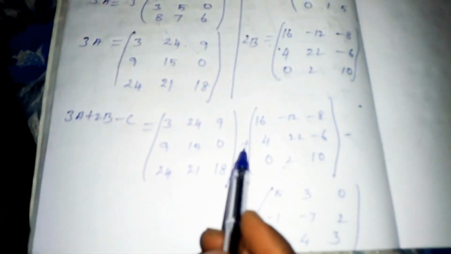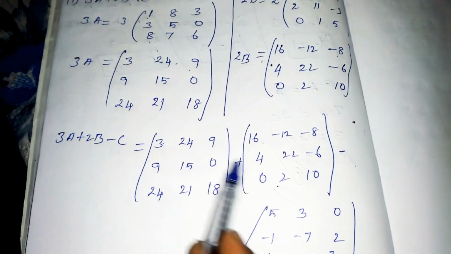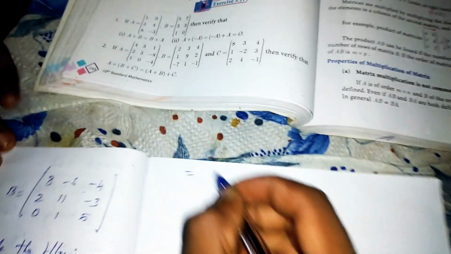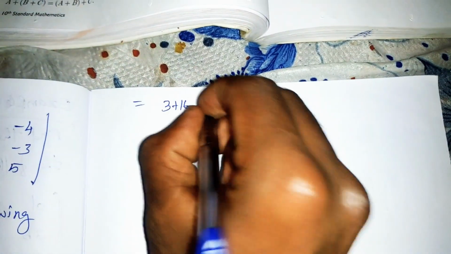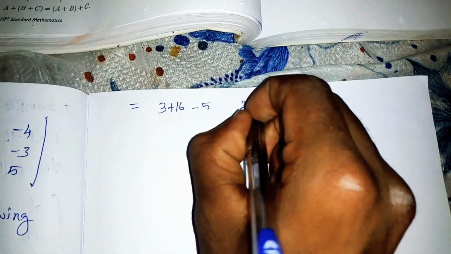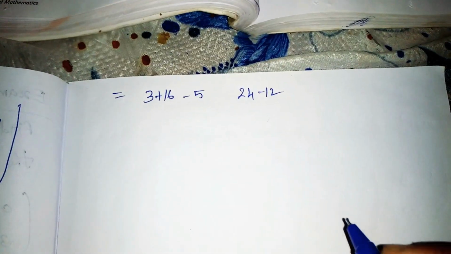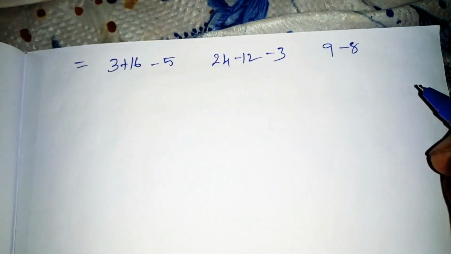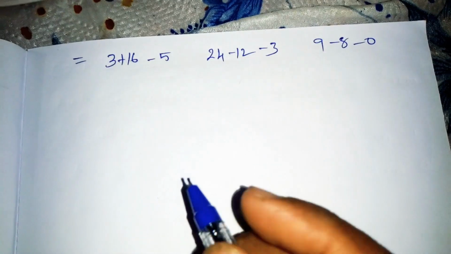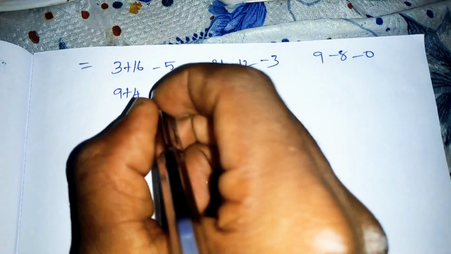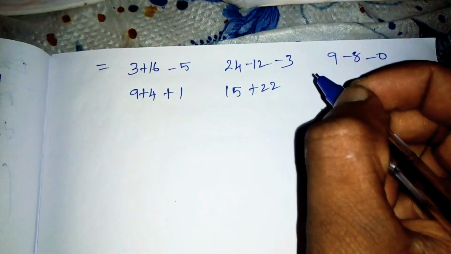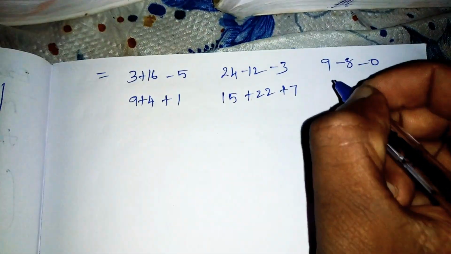Again, now plus or minus is given in between. First element plus first element minus the first element, second with second, third with third, again fourth with fourth. The same rule I am following here. 3 plus 16, again minus 5. Second element 24 minus 12, again minus 3. Third element 9 minus 8, again minus 0. Fourth element 9 plus 4, again minus into minus plus 1. 15, again plus 22, again minus into minus plus 7.